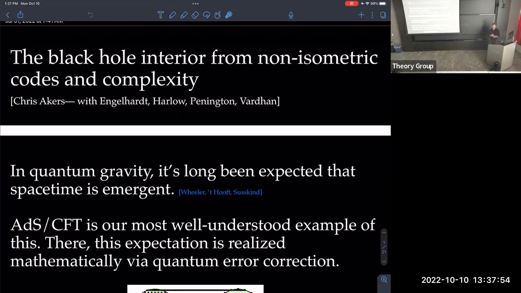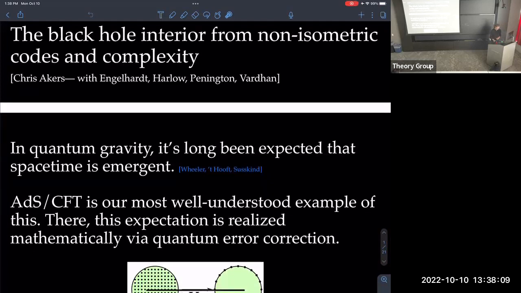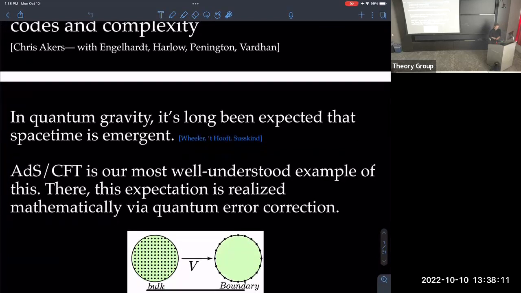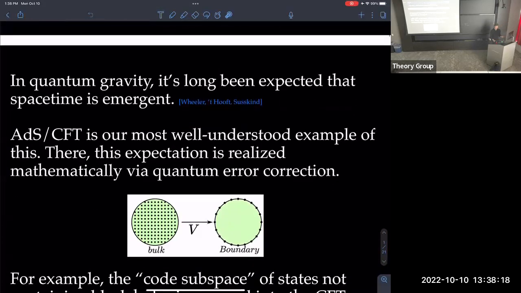Okay, thank you for the invite. I'm excited to talk to you all about this. So let me start by remarking that in quantum gravity, it's for a long time by many people been expected that space-time is emergent, valid in some regime. And AdS/CFT is our most well-understood example of this. And there, this expectation is realized mathematically via quantum error correction.